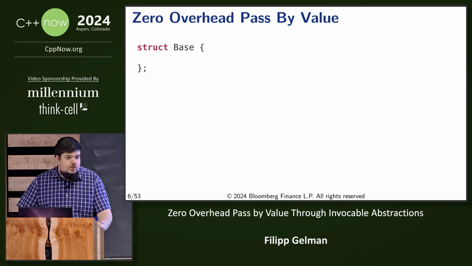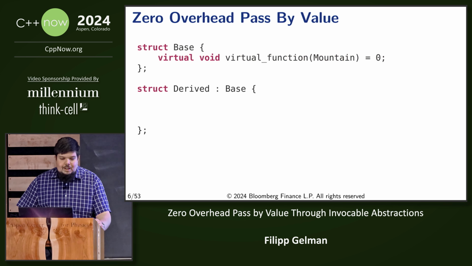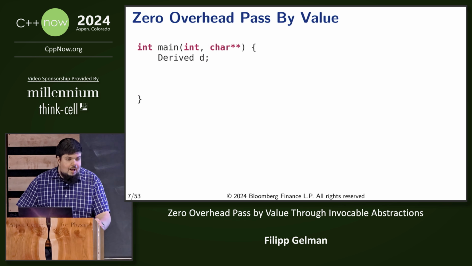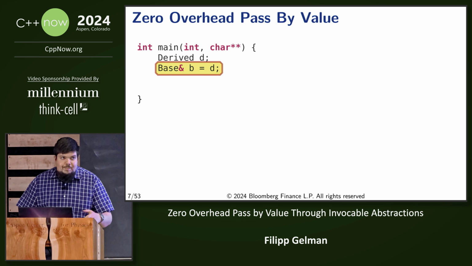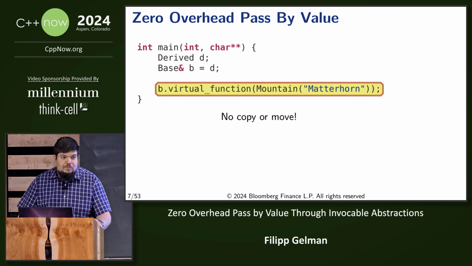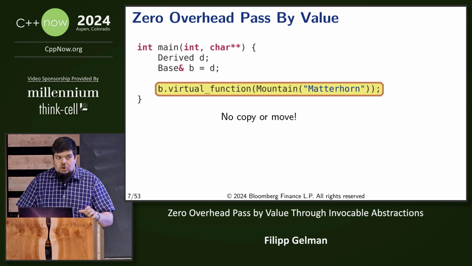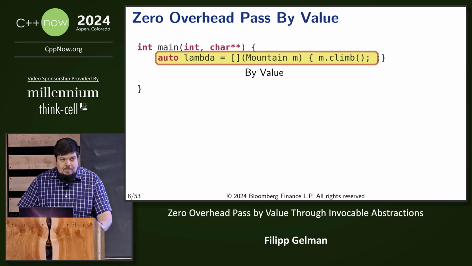Now if I have a base class with a pure virtual function that takes a mountain by value, and then I inherit from it and override the function, I can have a derived class, and I can call the function through a base reference and pass it a mountain by value, and this also works. So even though the exact function I'm calling is determined in principle at runtime, the mountain value still goes through. No copy, no move. And for lambda, it's the same.